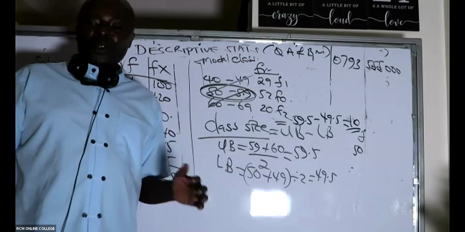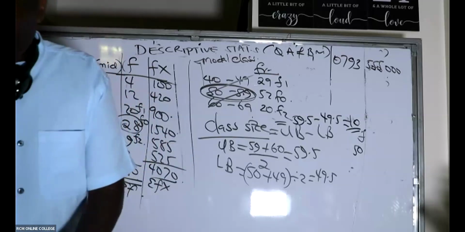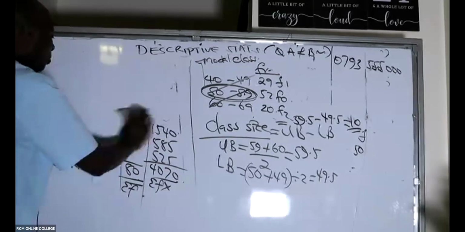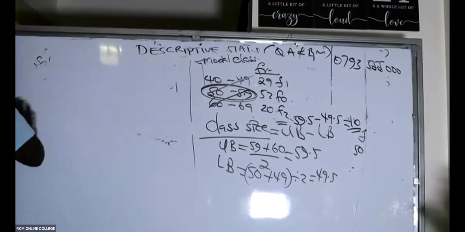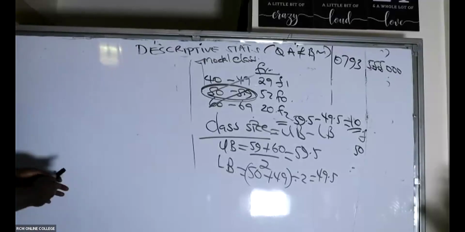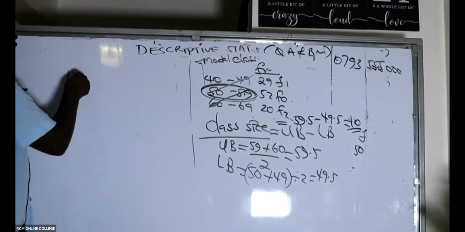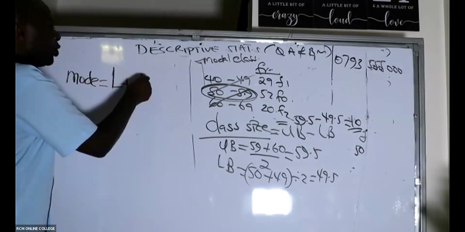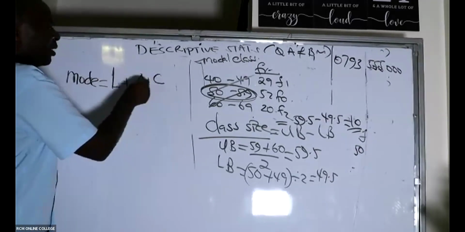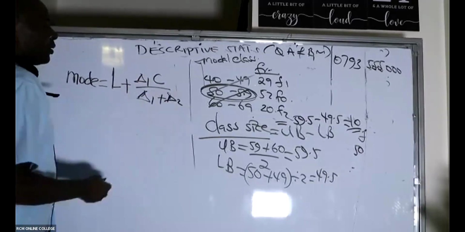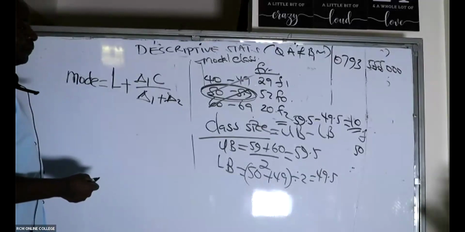So long as I remember the formula of getting the mode, I will be sorted out. And I know that my mode will always be equal to L plus change 1, times C, all over change 1 plus change 2.